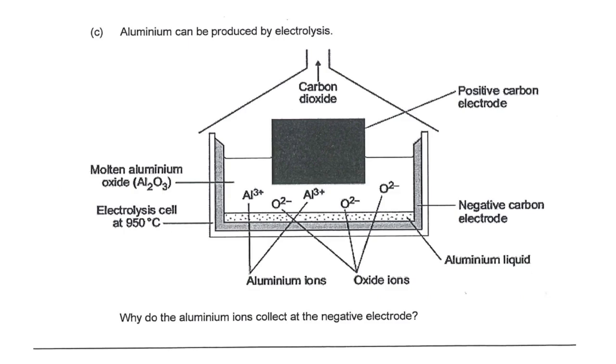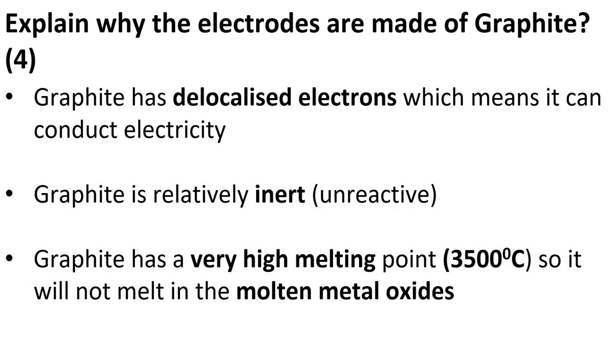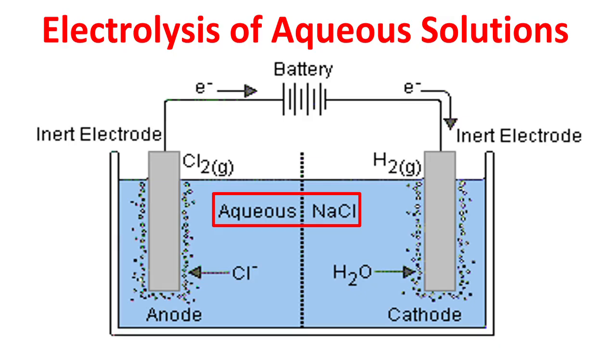Why do the aluminium ions collect at the negative electrode? Because of their electrostatic attraction, they're positively charged. Explain why the electrodes are made of graphite. They've asked this before. Graphite has delocalized electrons, which means it can conduct electricity. Graphite is relatively inert. It's pretty unreactive. I know it reacts with the oxygen, but it takes a long time. And finally, graphite has a very high melting point. We're very often dealing with molten solutions of 1000 degrees, so our electrodes better not melt or it won't work.